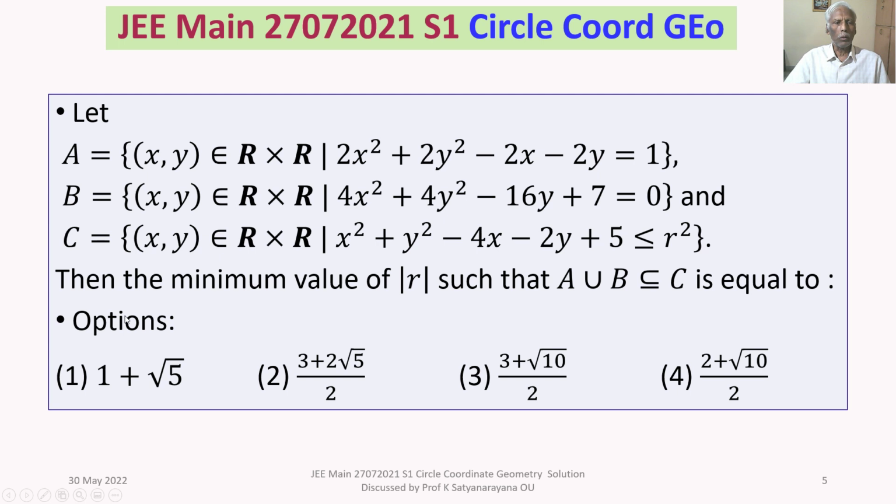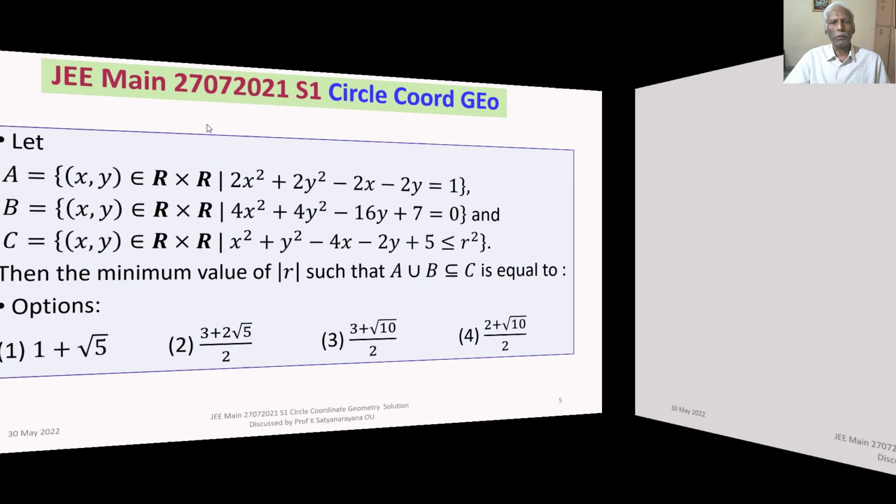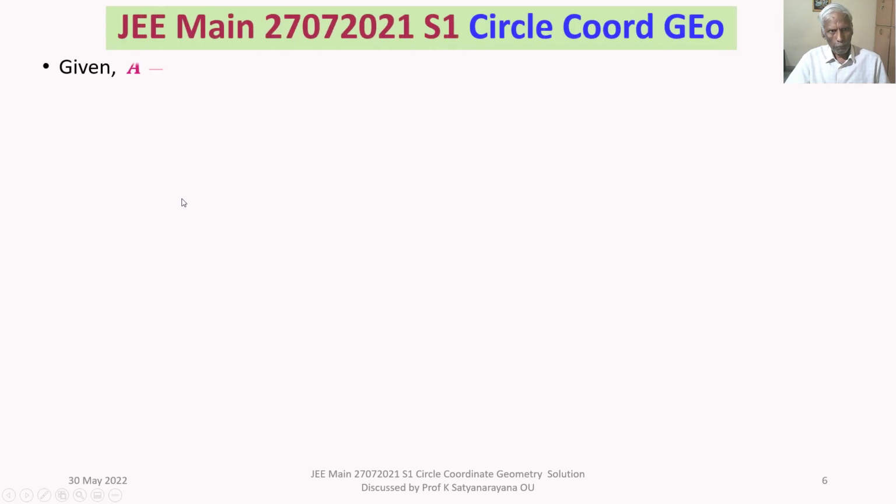the four options are given to us. Option 1, 1 + √5. Option 2, (3 + 2√5)/2. Option 3, (3 + √10)/2. Option 4, (2 + √10)/2. We now discuss the solution of the problem in detail.